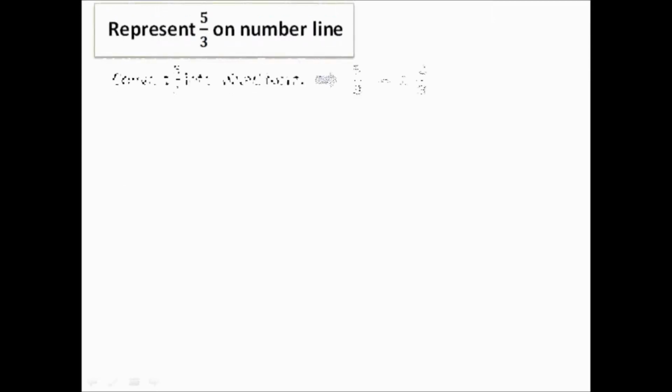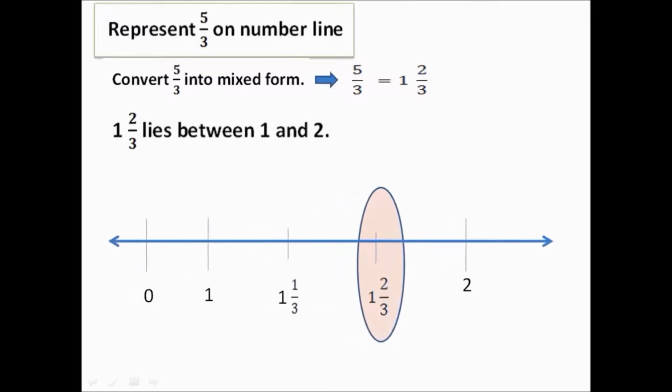Now, let us learn how to represent improper rational number on number line. Let us take an example 5 by 3. First, we will convert 5 by 3 into mixed form, and we get 1, 2 by 3. We come to know that the number is greater than 1 and less than 2. So, the number lies between 1 and 2. So, the unit part between 1 and 2 is divided into 3 equal parts, and the second part is marked.